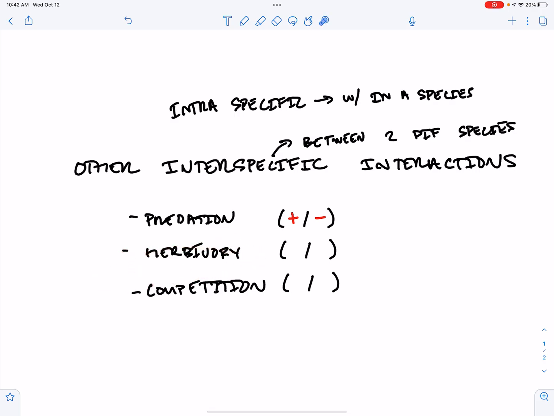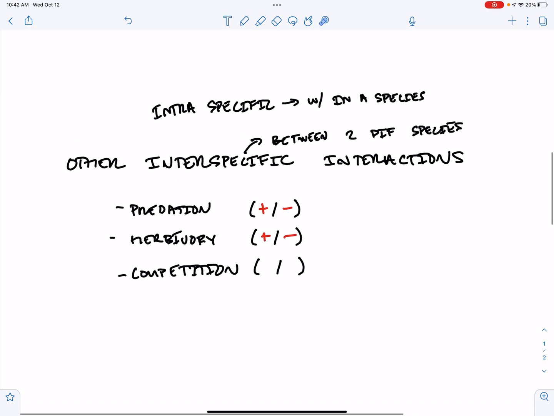Another example of an interspecific interaction is herbivory. This is when a primary consumer is eating a producer, and it is positive for one and negative for the other. And then the last interspecific interaction that we can talk about is competition. We also talked about competition as being an intraspecific interaction. So when species are competing with members of the same species for resources and space, but this can also happen between different species if they occupy the same biological niche, meaning that they are competing for food or space within an environment.